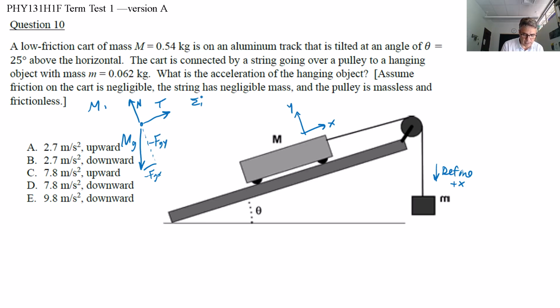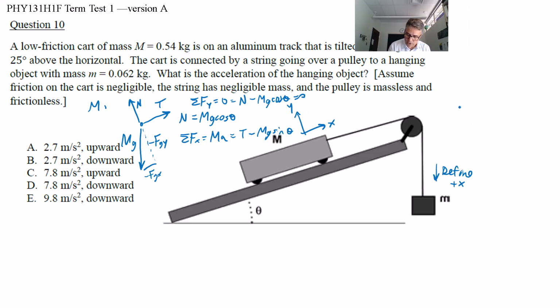And since it's not accelerating in the y direction, you can right there tell that normal force minus capital Mg cos theta equals 0. So the normal force on the cart, which I don't think matters actually, is equal to Mg cos theta. But then the sum of the forces in the x direction, which is equal to its mass times its acceleration, a, is going to be equal to tension minus mg sine theta. Okay, so that's one equation.